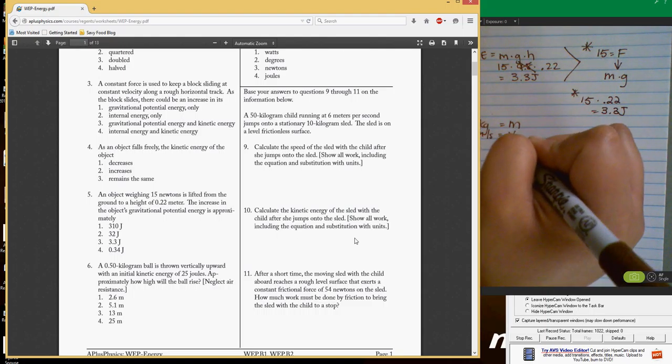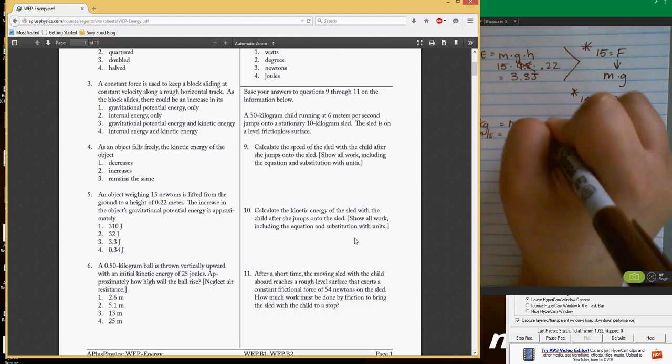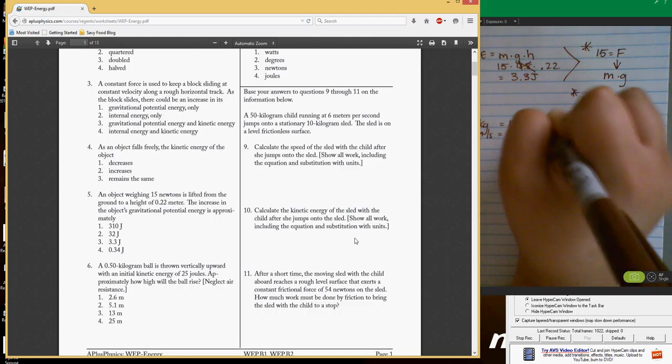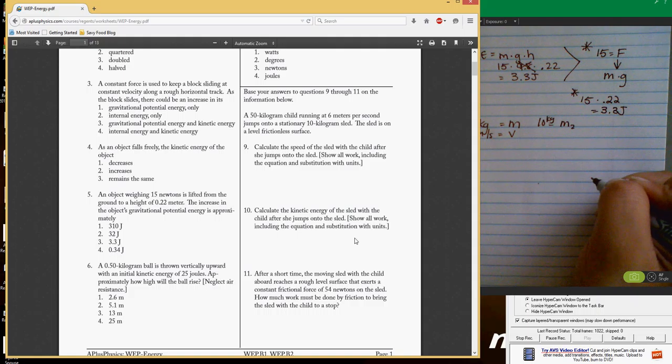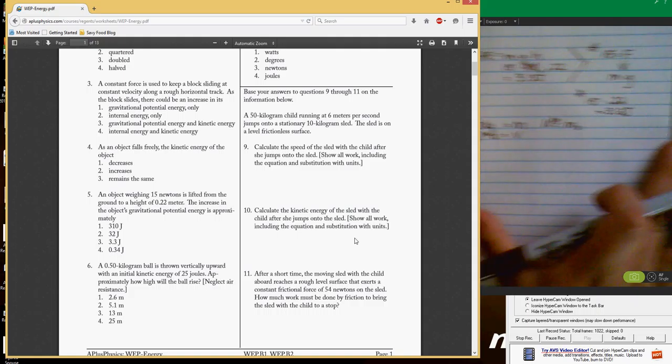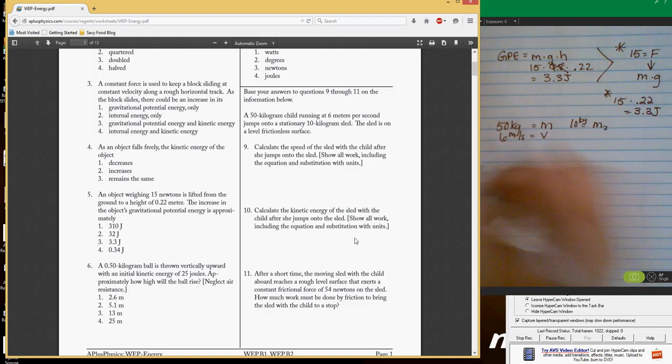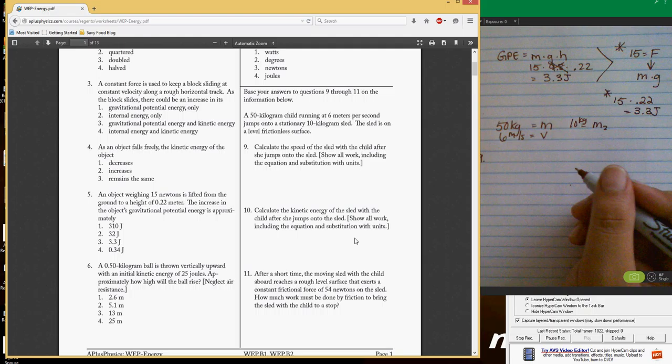Onto a stationary 10 kilogram sled. So we have the second mass, which is 10 kilograms, on a level frictionless surface. Question number 9 says, calculate the speed of the sled with the child after she jumps onto the sled. So we're looking for what that speed is going to be.